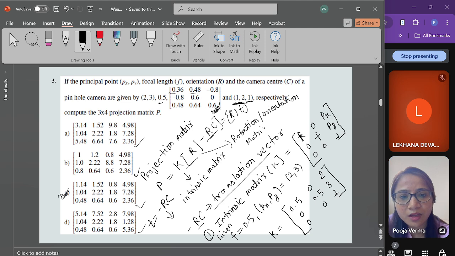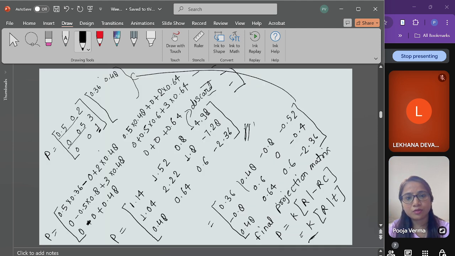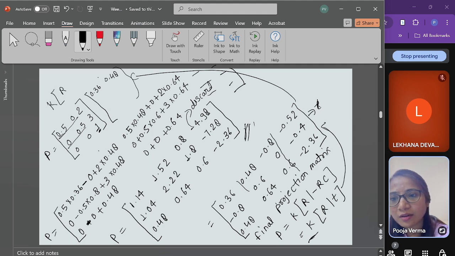No, ma'am, next slide. I understood up to this. So here in the equation, the multiplication P matrix is there, right? Yes. And next, you multiplied with which matrix, ma'am? See, 0.36, 0.48, this matrix, right? Yes, this matrix, because this is the minus RC matrix, or you can say T. And this matrix is multiplied by the intrinsic matrix K. But here you wrote 0.36 and 0.48, right? So that is the reason I'm confused.